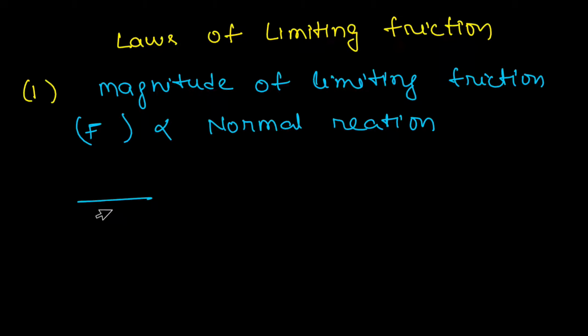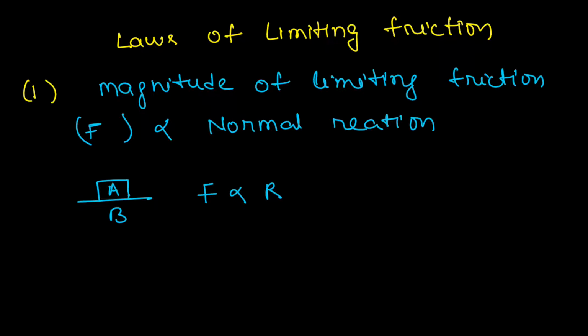Suppose there are two bodies, body B and body A, and body A is trying to move on the surface of body B. Then friction appears at the contact surfaces which opposes the relative motion. Now let's say the maximum frictional force offered is F, which is the magnitude of limiting friction. Then this will be proportional to the normal reaction.